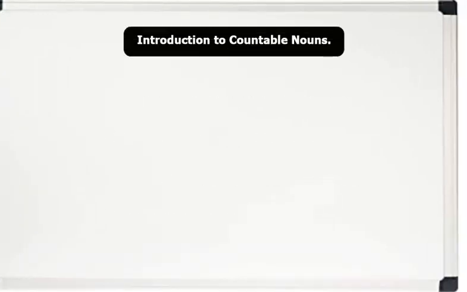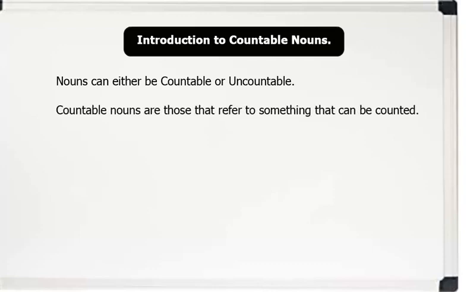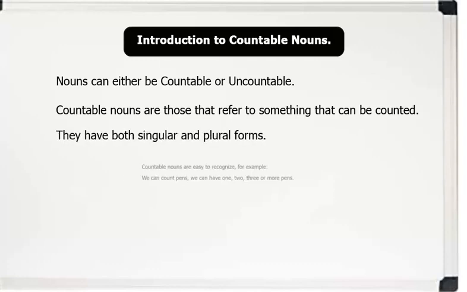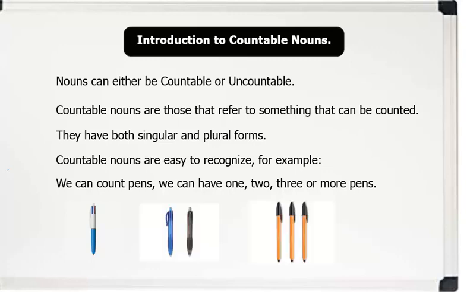Introduction to Countable Nouns. Nouns can either be countable or uncountable. Countable nouns are those that refer to something that can be counted. They have both singular and plural forms. Countable nouns are easy to recognize. For example, we can count pens. We can have 1, 2, 3, or more pens. Take a look at the pictures below and count the pens.